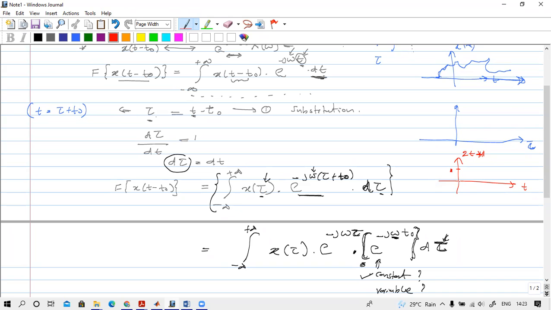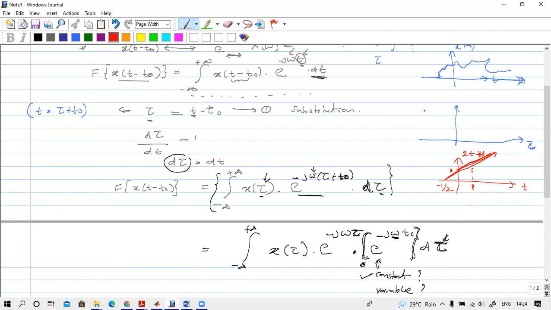If t is 1, this value will be 3. And if it is 2, this value will be 5. So it will look like this, no? And if x(t) is equal to 0, then here it is minus half. So this signal looks like this.